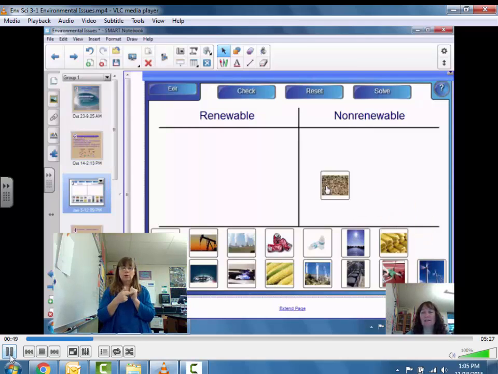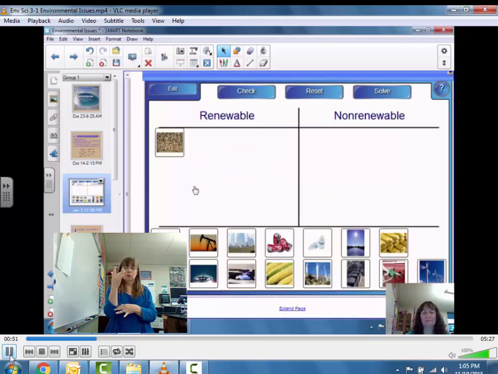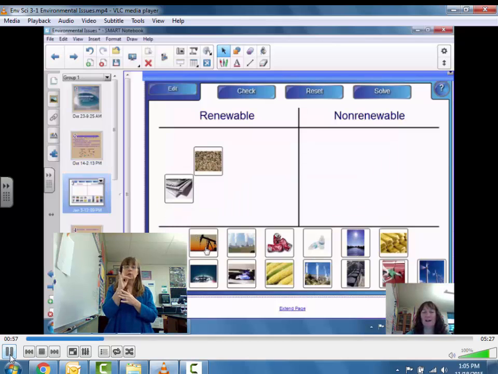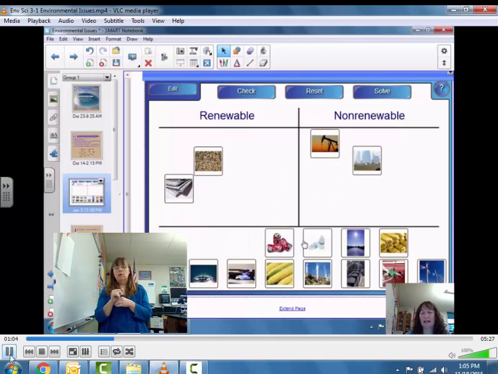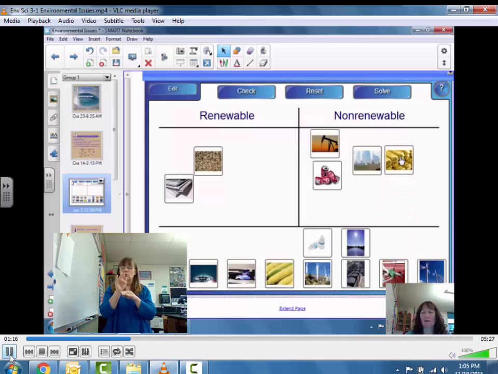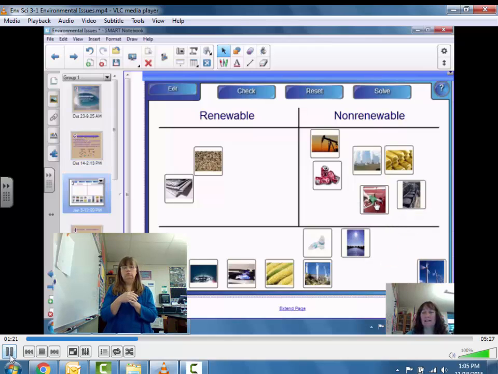This is a stack of logs. That would be trees, so that's renewable. Paper is renewable because it comes from trees. This is an oil drilling machine, so oil is non-renewable. Nuclear energy is non-renewable. Aluminum cans, we recycle those because they're non-renewable. There's only so much aluminum on the earth, so once we use it, it's gone. So anything like that, like gold, coal, gasoline, those are all non-renewable things.